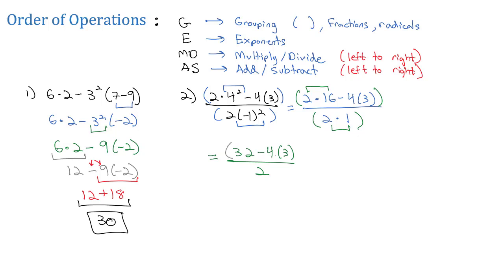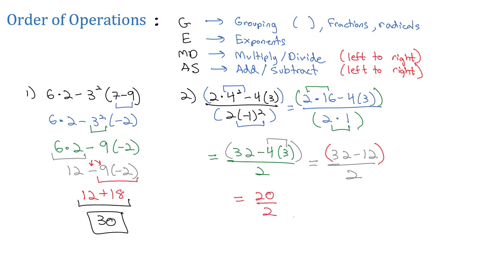The grouping in the numerator is not complete yet. We still have to do more multiplication, working from left to right. So when we do that, we get 32 minus 4 times 3 is 12 over 2. Still more grouping to do in that numerator because it's not simplified yet. So 32 minus 12 is 20 over 2.